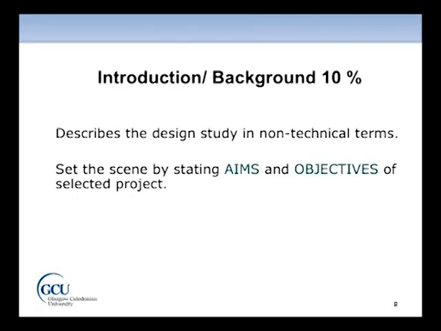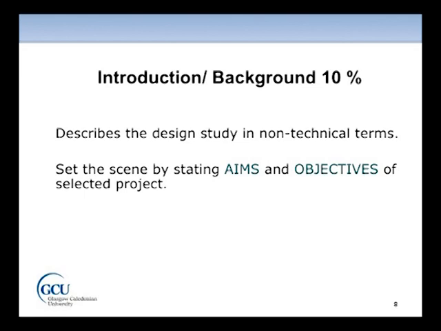These two slides link in that the first slide gives a subheading of introduction. The non-technical reader should be able to understand the introduction. This section is usually approximately 10% of the total word count and is a major section of your report. A strong introduction sets the scene and should capture the reader's interest.